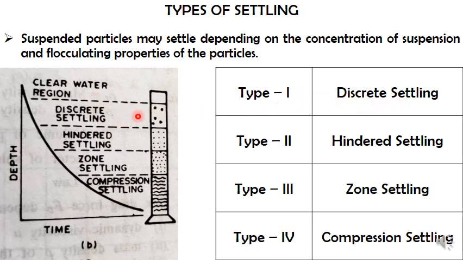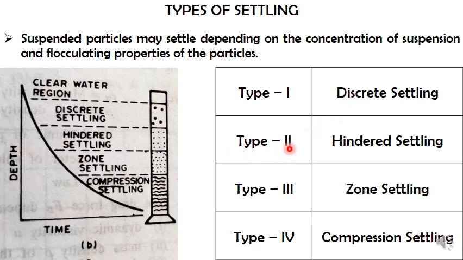In this discrete settling, the amount of particles in that zone is quite less. The concentration of particles will be very low, and each particle will settle down on its own. It will not interact with the other particles nearby, and as an individual particle it tends to settle down. Even in the name, discrete indicates that it is individually trying to settle down.